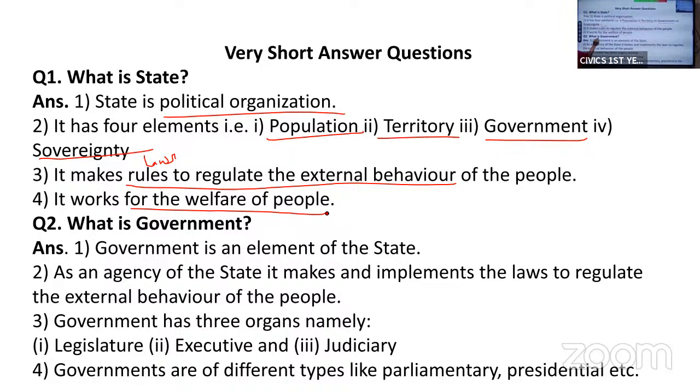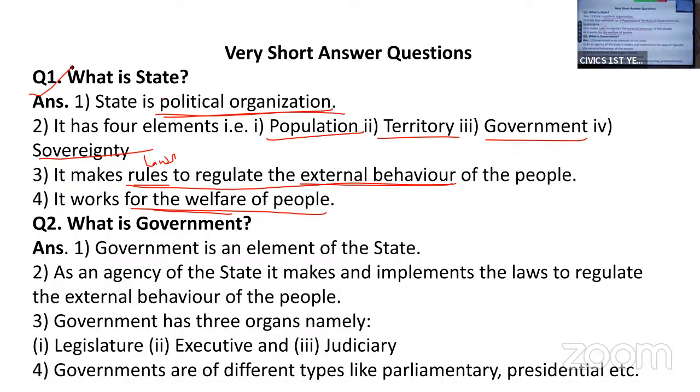So what is state? It is a political organization. Try to remember the keywords. It has 4 elements. So what are the 4 elements? Population, territory, government, and sovereignty. What does the state do? It makes laws or rules. Why is it making laws and rules? For controlling the external behavior of the people. And it also works for the welfare of the people. I hope I'm clear with this VSAQ.